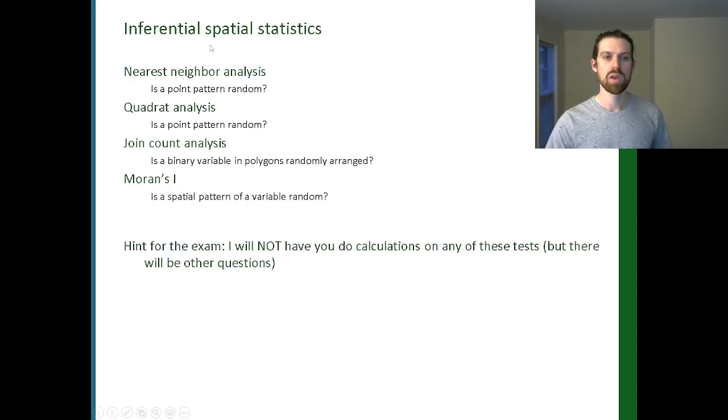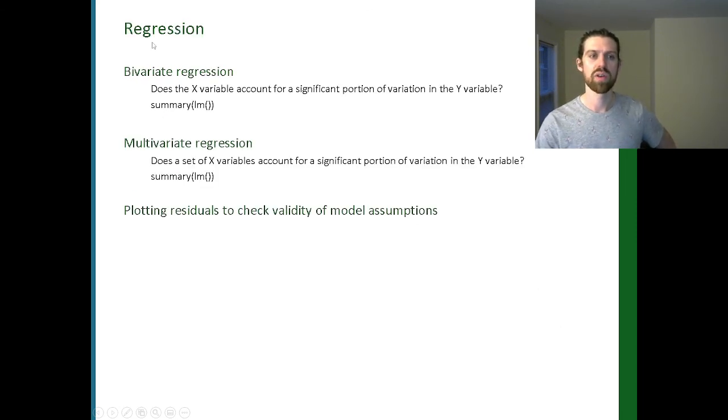We might want to convert those down into ranks and then look at the relationship between the two of them. We also went over the geographic, inferential, spatial, statistical approaches, focusing on things like nearest neighbour analysis. Are the point patterns that we've got randomly occurring, or is there some sort of other significant difference, highly clustered or highly dispersed? Quadrat analysis, joint count analysis, Moran's I. So I'm not going to have you do calculations on any of these tests, but there will be other questions.